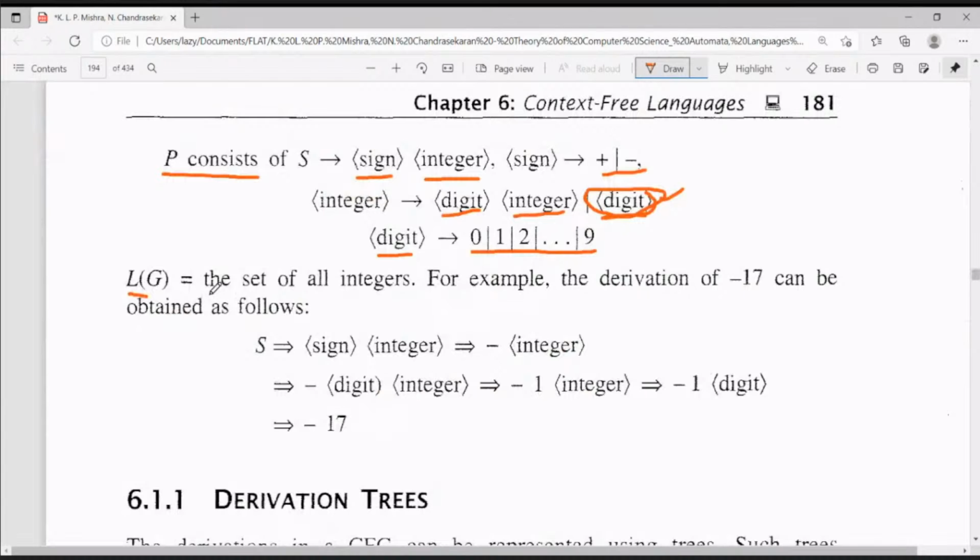What is L of G? The set of all the integers. For example, the derivation of minus 17 can be as follows. This is one instance shown for minus 17. First you apply S implies sign integer. Then this sign is the negative sign. This integer can be replaced by digit integer, the rule we have over here.